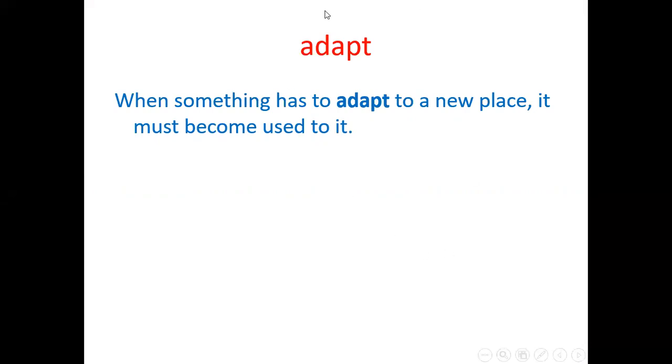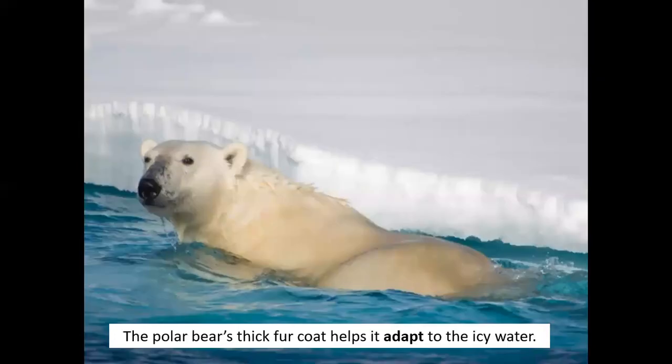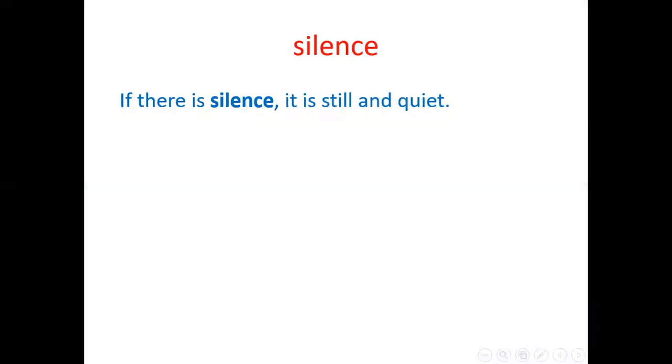So the first word is adapt. When something has to adapt to a new place, it must become used to it. So what's the meaning of adapt? That means to get used to a new place. Like here, the polar bear's thick fur coat helps it adapt to the icy water. He is used to getting in the icy water because he has thick fur. So the thick fur here helps him to adapt to the icy water.